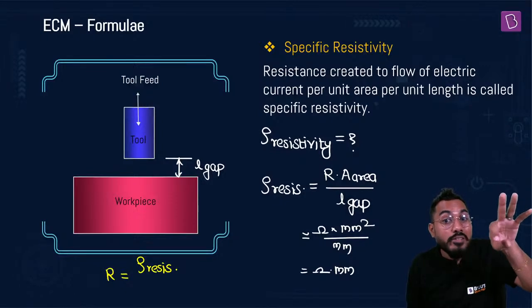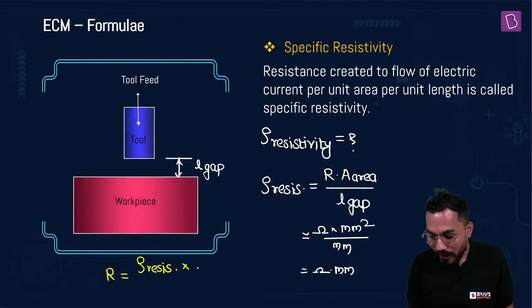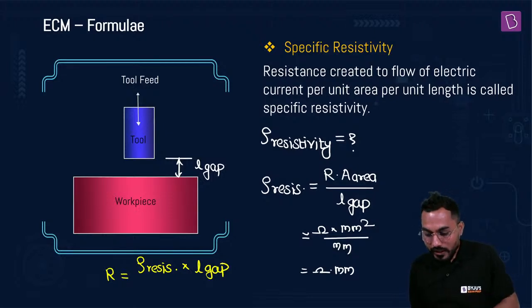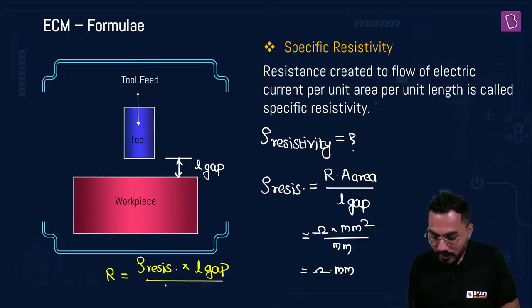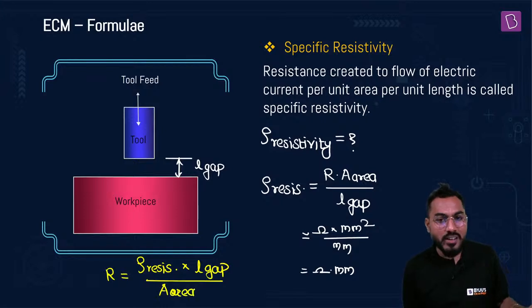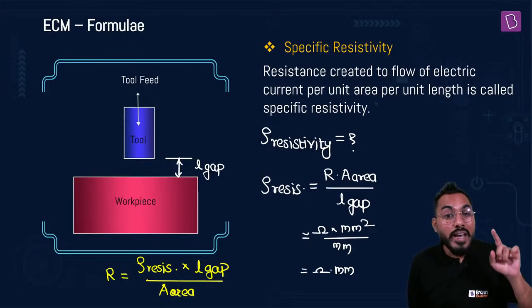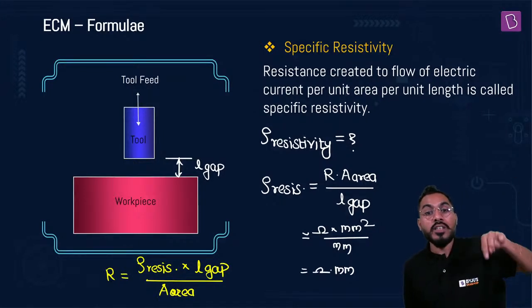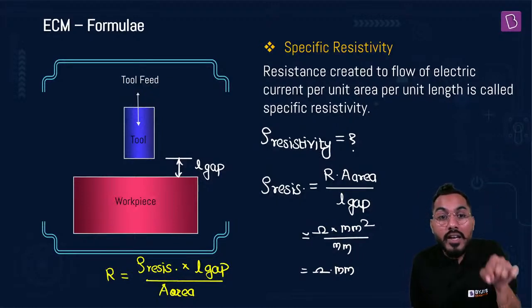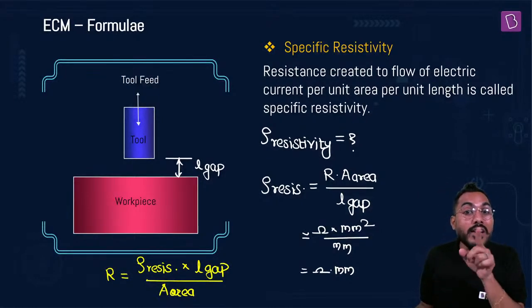Rho is the resistivity, multiplied by L, the interelectrode gap, divided by what? Divided by area. It is not a current, and it is not gram atomic weight. A stands for area, and that's why the suffix is given as area. Rho is not density, it is resistivity.